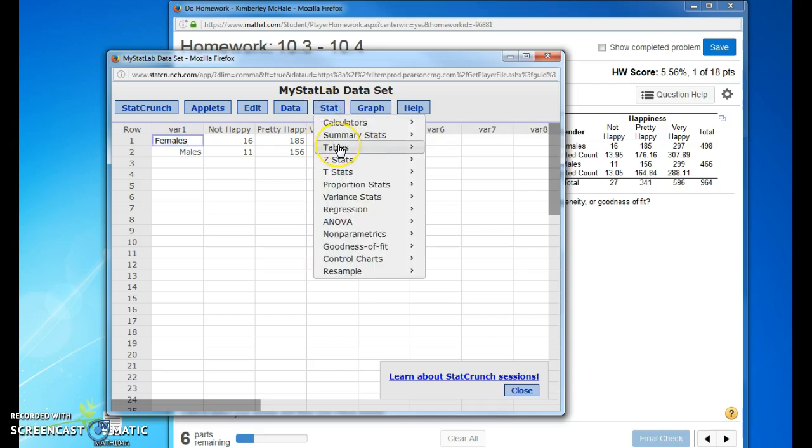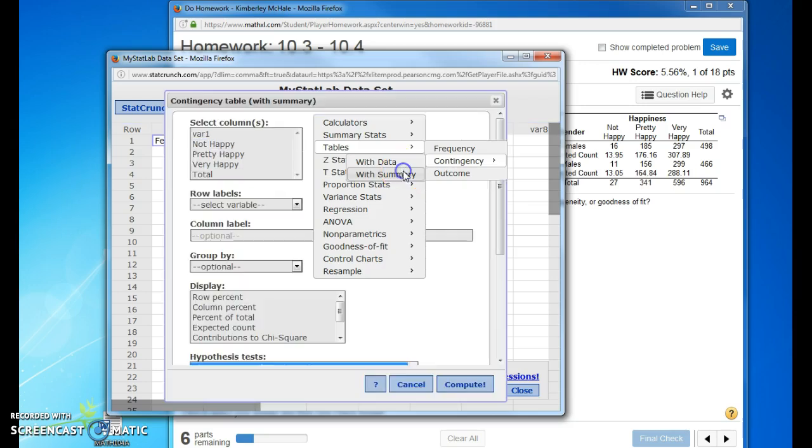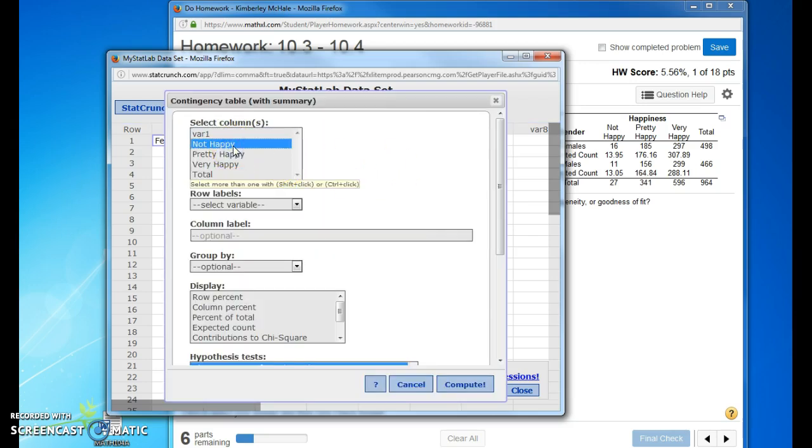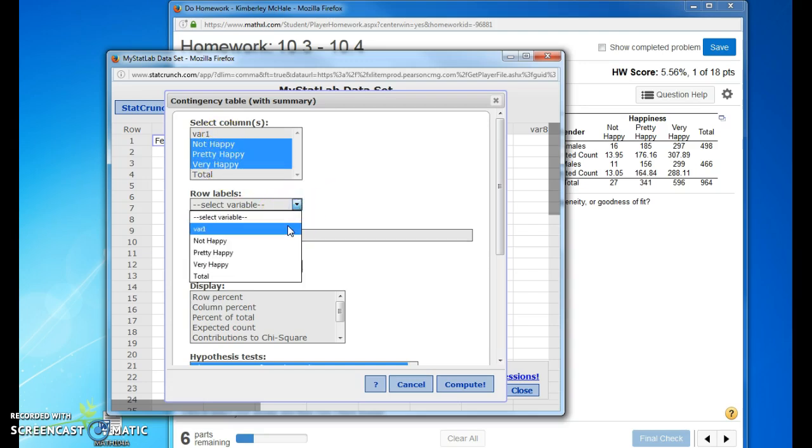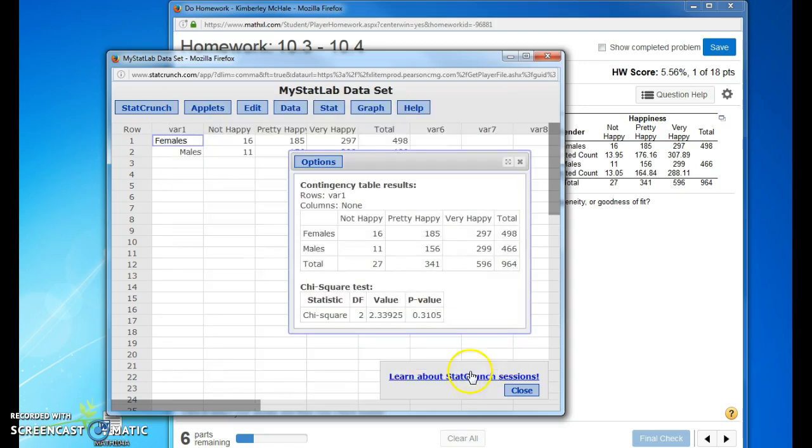So if I go to Stat Tables, and I go to Contingency with Summary, and I pick those three columns that have the information in them, and var1 is my row labels because that's where male and female were, and I hit Compute, then it makes a contingency table. Just kind of repeats the table I had, puts some totals in, but it does give me the chi-square test statistic and the p-value.